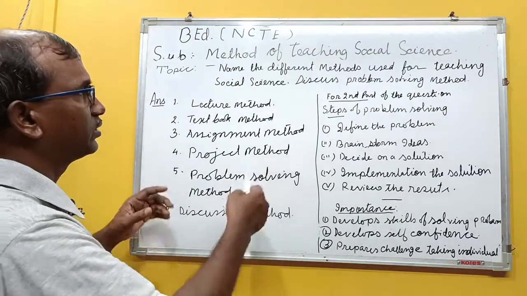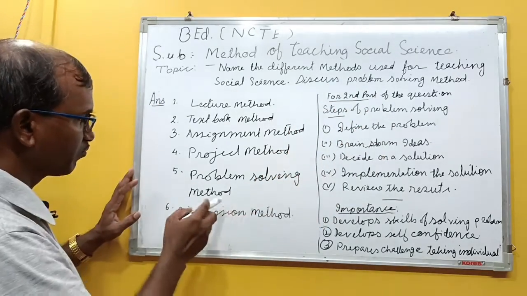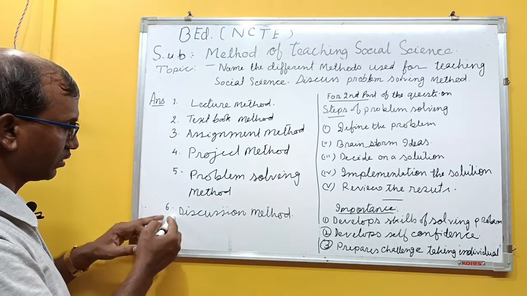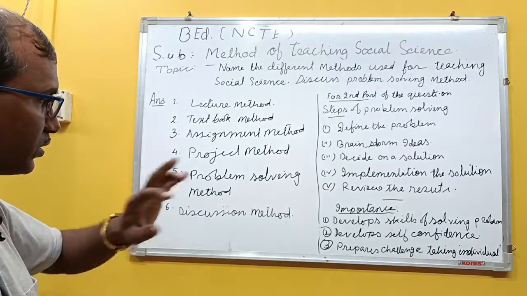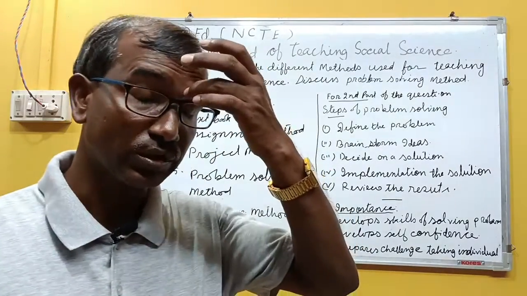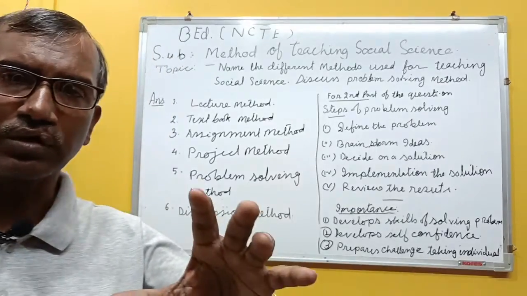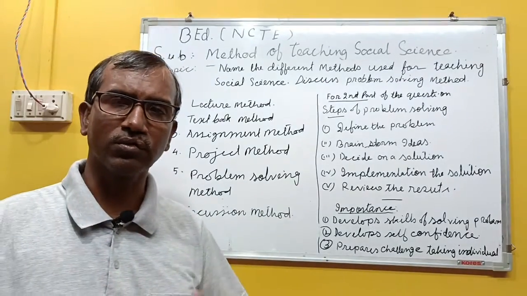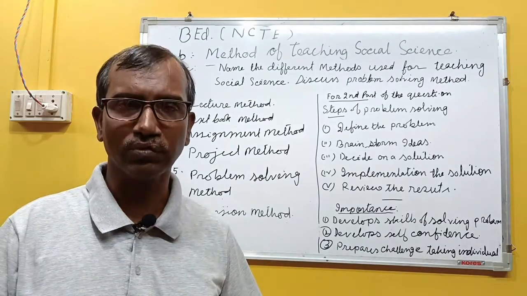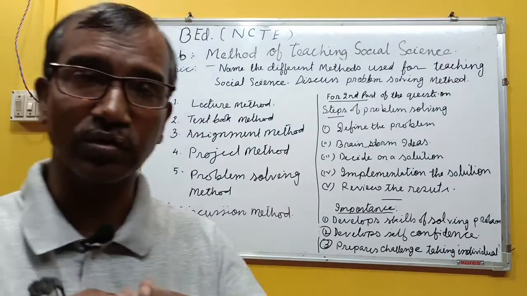So we will discuss problem solving method clearly later on. Later on means after number 6, that is discussion method. This is also one of the common classroom methods. Discussion method means arranging discussion, or the teacher may create the environment for discussion, or to give viewpoints.